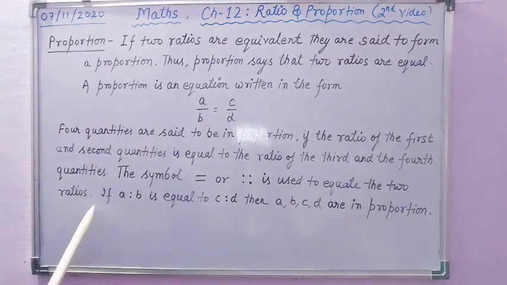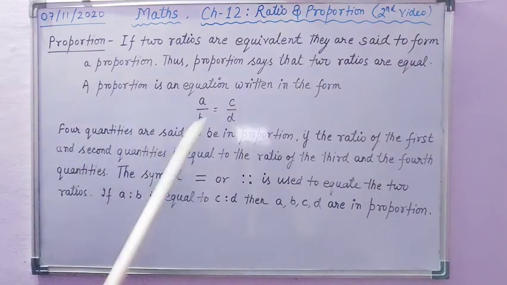Once again, if A ratio B is equal to C ratio D, first and second quantity, third and fourth quantity. So the ratio of first and second, A ratio B, is equal to third and fourth, C ratio D, then A, B, C, D are in proportion. This is the condition. Four quantities are said to be in proportion until and unless A ratio B is equal to C ratio D.